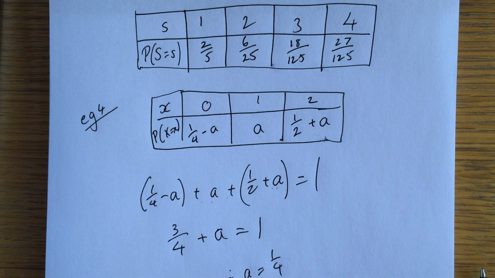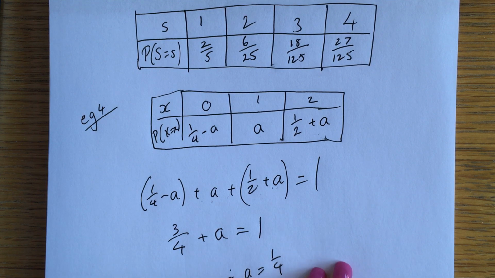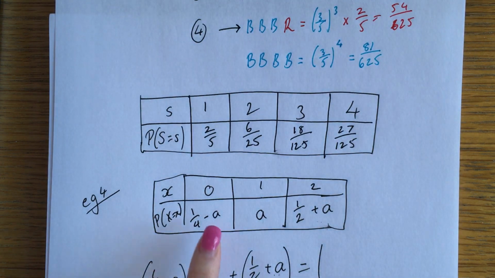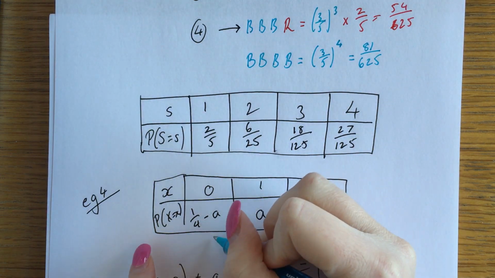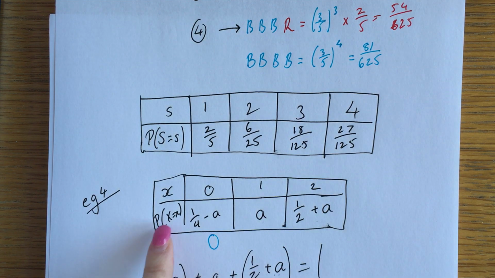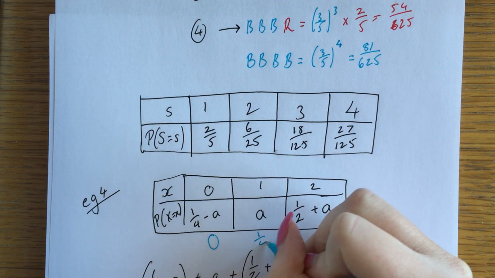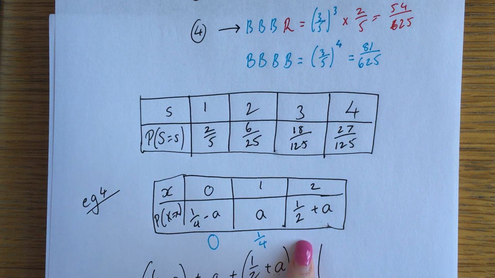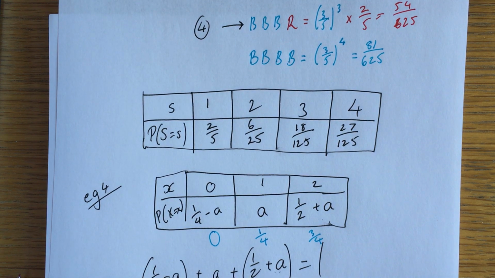If we're not sure, we can always check that it works. So this would make the probability of getting 0, 0. This would make the probability of getting 1, 1/4, and the probability of getting 2, 3/4. That adds up to 1, so perfect answer.